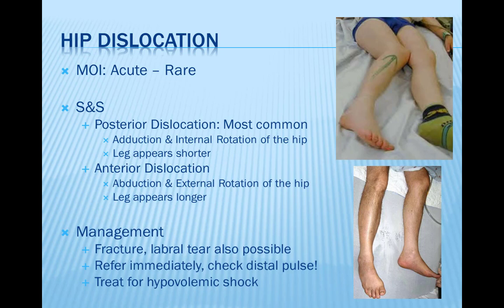In an anterior dislocation, the limb will appear to be longer, and it will have an abducted and externally rotated appearance. In both cases, the affected leg is virtually immovable by the patient and is usually extremely painful.